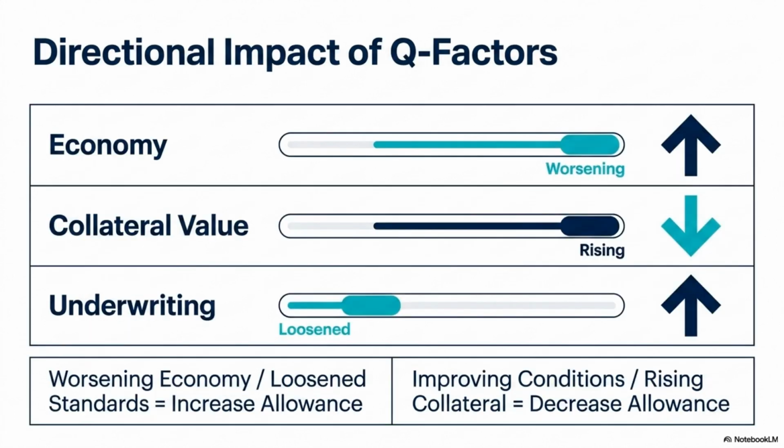The directional impact of Q factors follows a consistent logic. A worsening economy, rising unemployment, contracting GDP, widening credit spreads pushes the allowance up. Loosened underwriting standards, such as relaxed credit reviews or reduced collateral requirements, also push the allowance up because future losses are likely to be higher than historical rates suggest. On the other hand, improving conditions and rising collateral values can support a decrease. The key is that every directional choice must be supported by specific evidence, not general sentiment.